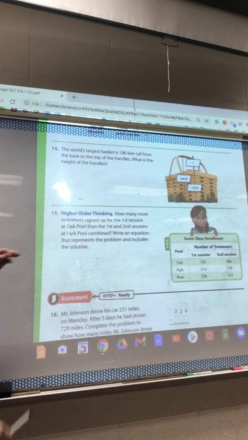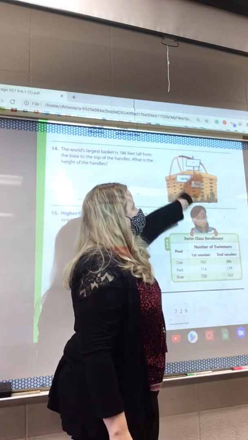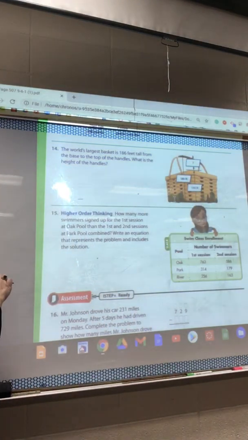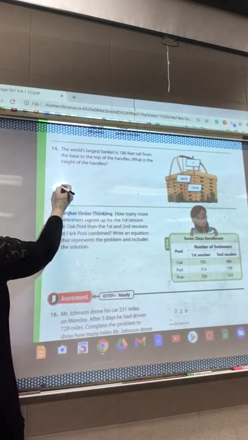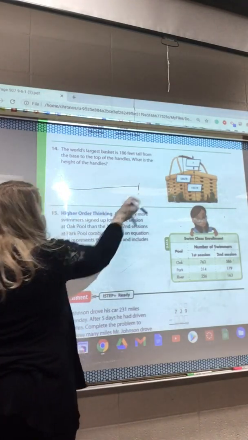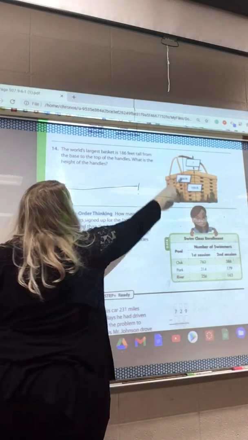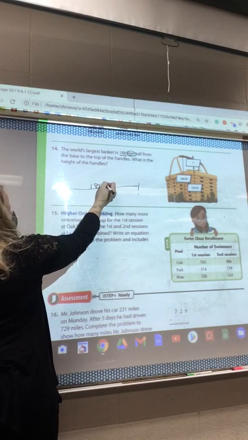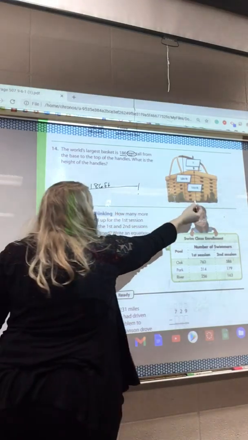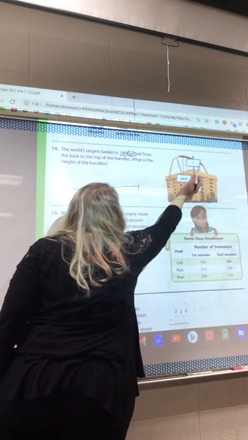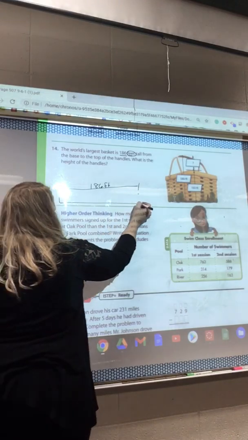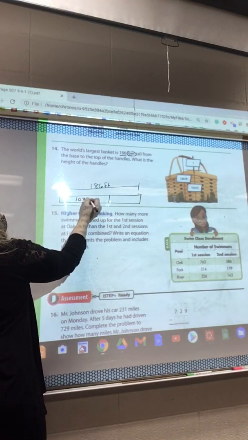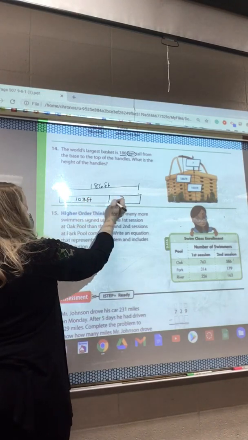Okay. This to me kind of looks like a bar diagram on its side. So let's go ahead and draw our own bar diagram up here, okay? So the total height of the basket is what? 186 feet. I can look at this and tell you from the bottom to the top of the basket part is 103 feet, right? And then we don't know that yet.